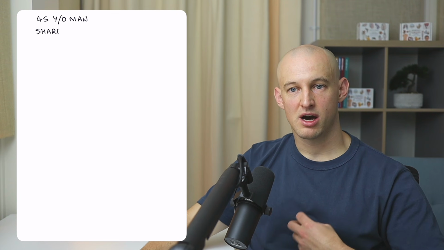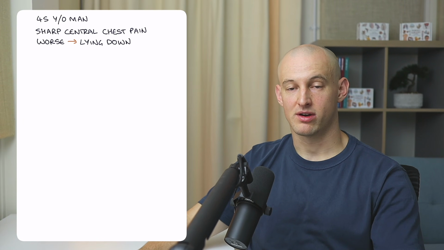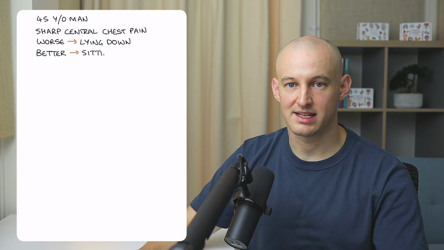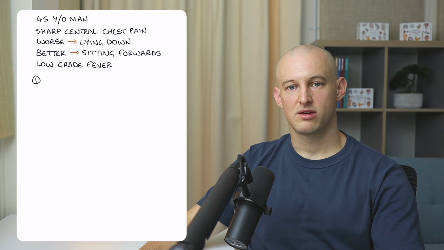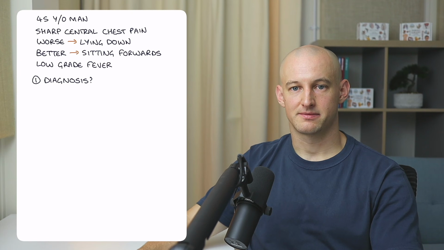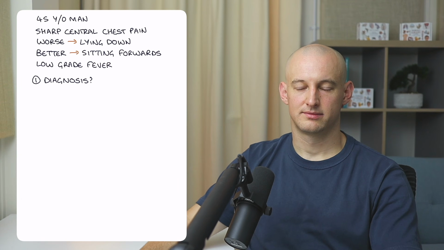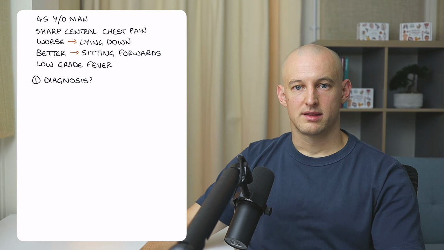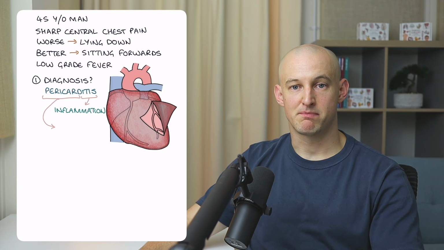Okay, let's move on to the next case, which is a 45-year-old man. He presents with sharp central chest pain. This chest pain is worse when he's lying down on his back, and it's better when he's sitting forwards. And he has a low-grade fever. So question 1, what is the suspected diagnosis? The suspected diagnosis is pericarditis, which is inflammation of the pericardium.